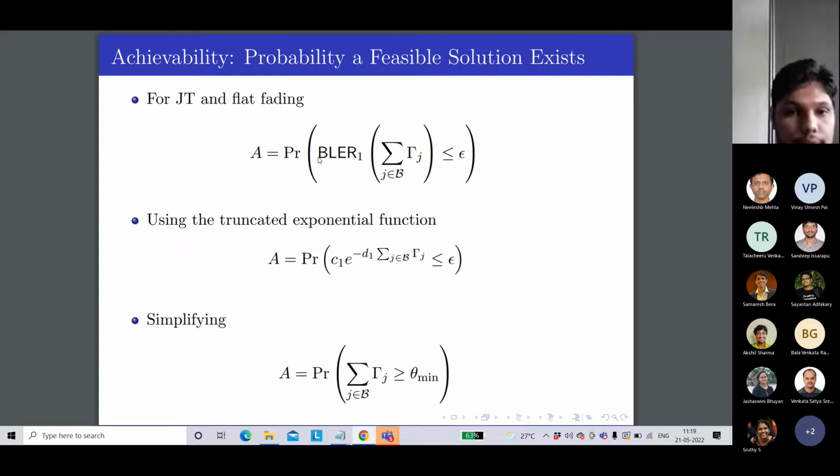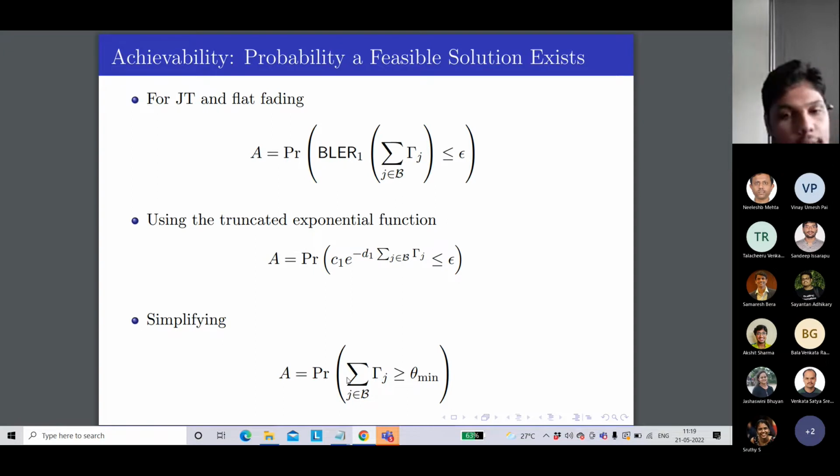Now, first we'll convert this BLER into an expression using the truncated exponential function. After substituting, we get this expression. C1 and D1 are the MCS dependent constants for the lowest MCS, C1 times e to the power minus D1 times the SNR, less than or equal to epsilon naught. After simplifying, we get that the summation of SNRs should be greater than a certain threshold value such that a feasible solution exists. So we need to know the CDF of the summation of the SNRs.